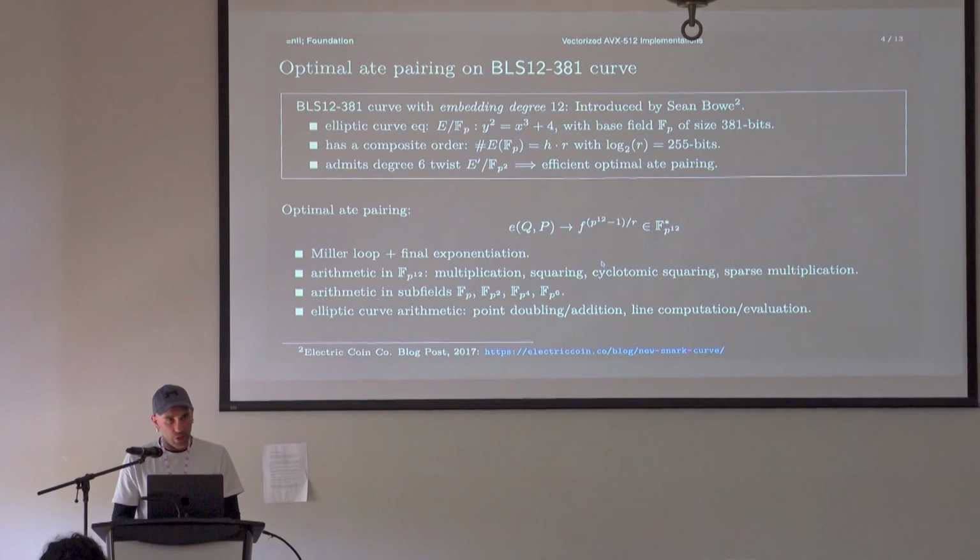So I'm not going to describe how the optimal ate pairing actually works, but what is important is to understand what kind of operations we're using in it. Basically, what we're using is arithmetic over a big field, Fp^12. And what we want to implement is multiplication, squaring, cyclotomic squaring, and sparse multiplication. These are all expensive operations because they're executed over a big field. We also have arithmetic in subfields of Fp12: arithmetic in Fp, Fp squared, Fp4, and Fp6. And of course, we have arithmetic over elliptic curves. We have point doubling, point addition, and we need to do some line computation and line evaluation.